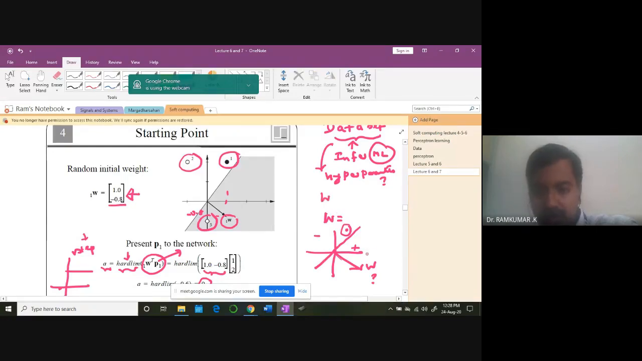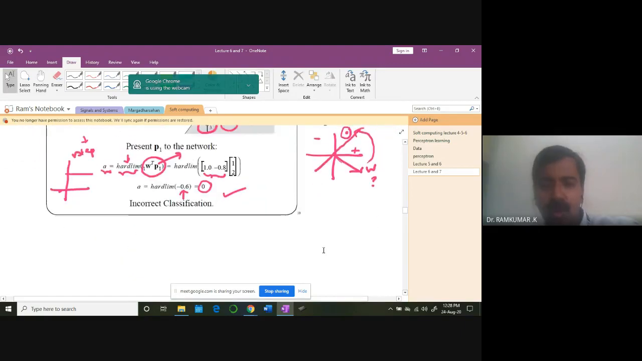W should move towards the P. Okay, that's the idea, new P1. Therefore, it should be W plus P1. Are you getting the point? So if it is misclassified in this way, if I am going to misclassify this data, I should put minus P1. That's what we learned, W equal to W plus X. Last class we learned this. I hope you can recall that. But right now, that's the idea.